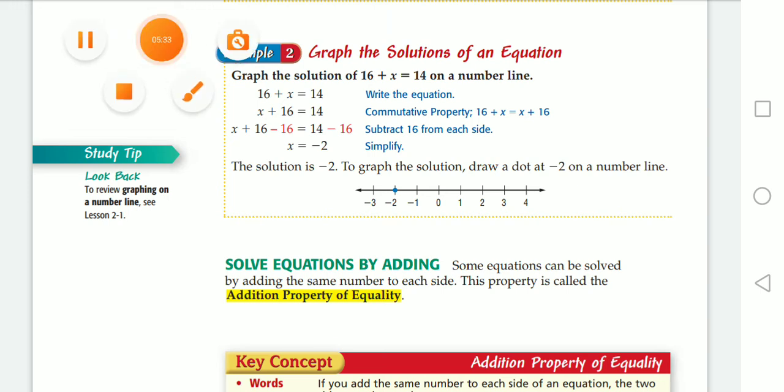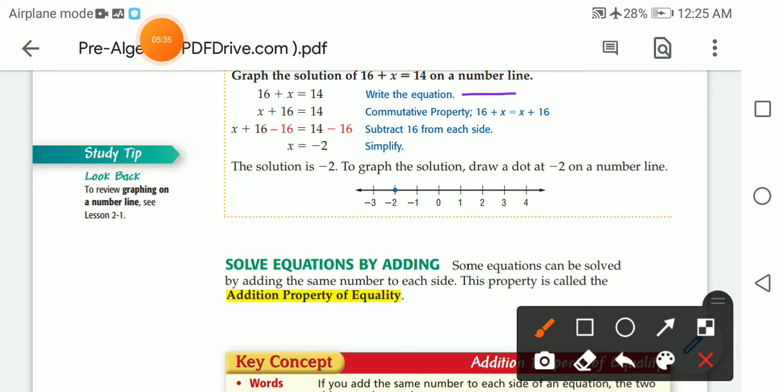First of all, I write the equation as you see. Then I change places, which is called the commutative property. And then x plus 16, what should I do? I should get rid of the 16 or isolate x, by subtracting 16 from both sides. So x equals negative 2 by simplifying. The solution is negative 2, and then I can draw it on the number line here as you see.